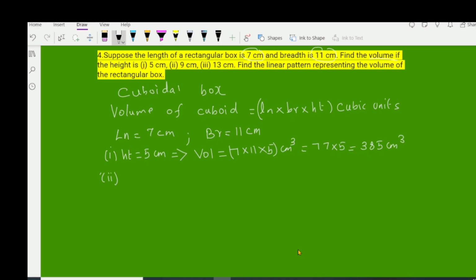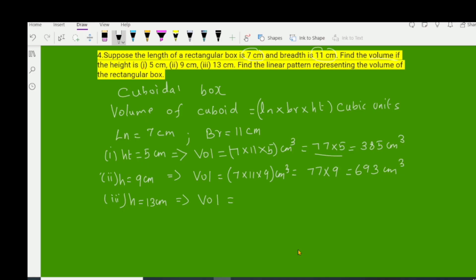Second one, it is given height, how much? Height is 9 centimeter. So now volume of the rectangle is nothing but 7 into 11 into 9, so 77 into 9 is nothing but 693 centimeter cube, not square, centimeter cube, cubic unit. For the third one, height is given here 13 centimeter. The volume, now you can write directly. Look at the pattern. First case 77 into 5, second case 77 into 9. So here directly you can write 77 into 13.